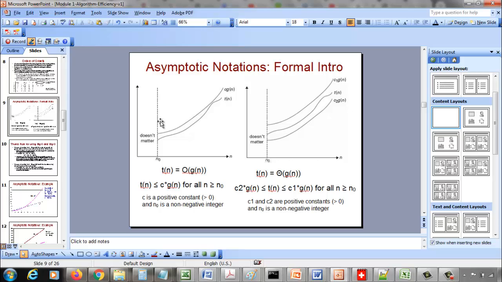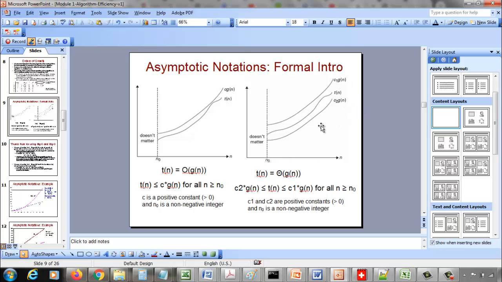So the values of t of n are always going to be less than or equal to the values of the function c times g of n. The c is, let's say, a constant, so g of n is what is important to be considered. So we can say t of n is equal to big O of g of n. So g of n is the upper bound function, and the values of t of n are always going to be bounded above by the g of n function.